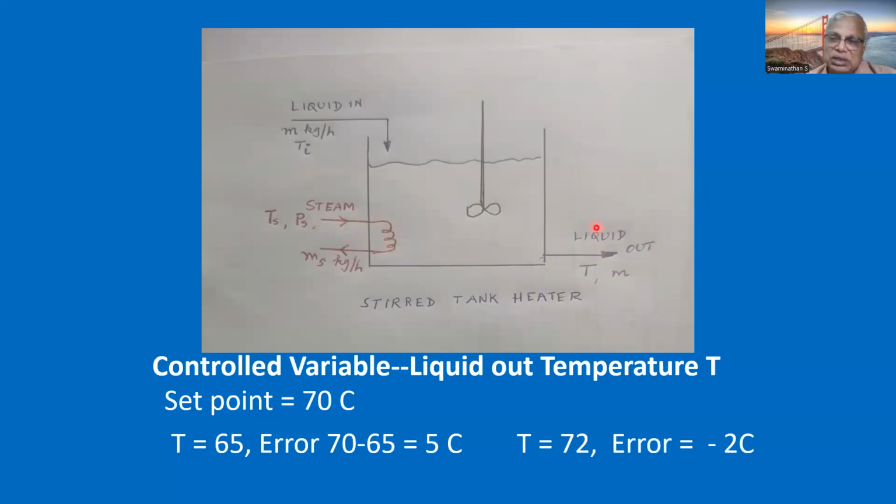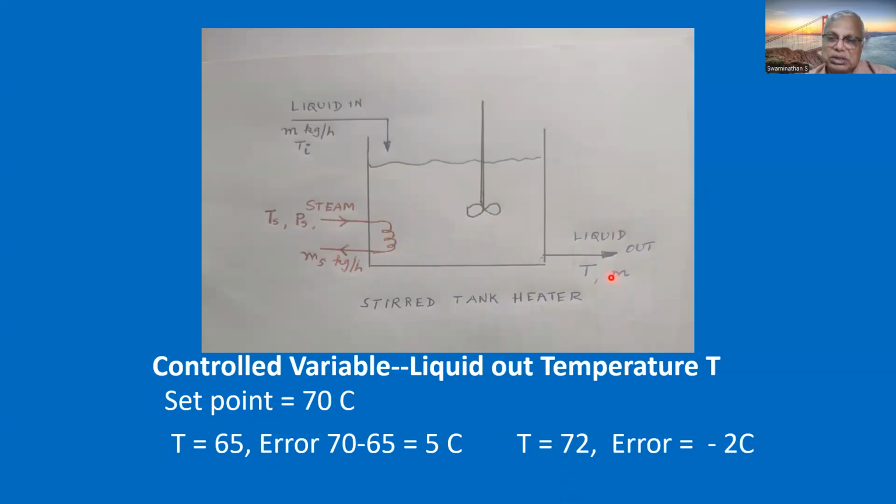If you find the liquid outlet temperature is less than the set point, or if there is a positive error, what can be done? Simple, increase the steam flow rate. You can do it manually, manual control, or do it with automatic instruments and equipment. Everything is done automatically. That is automatic process control, which we are going to see in the rest of the course. So steam flow rate is a manipulated variable.